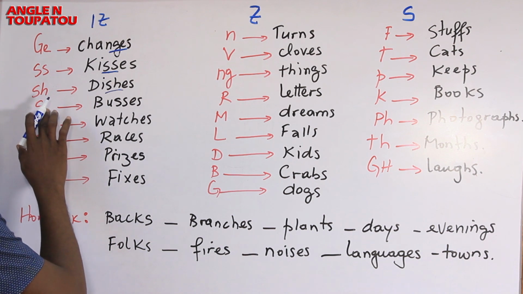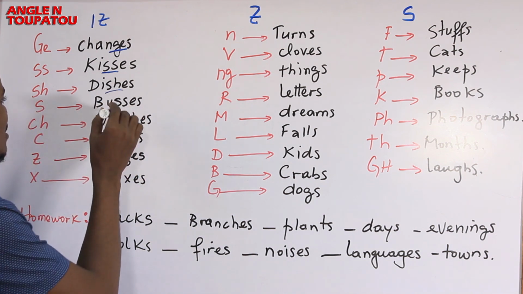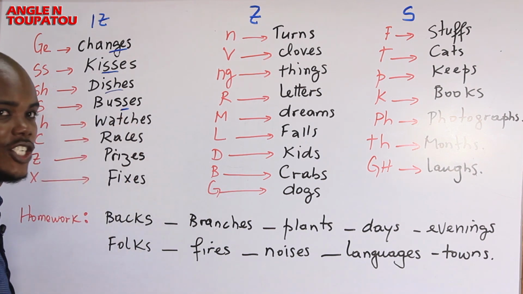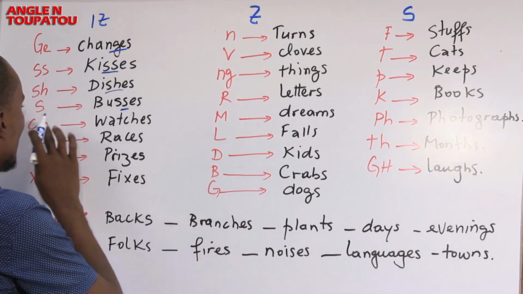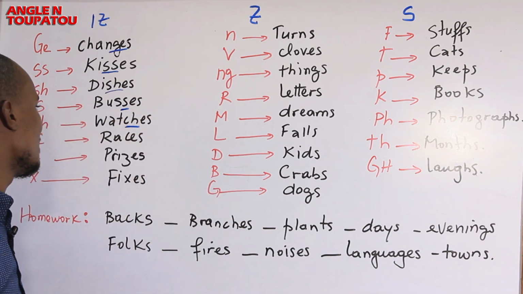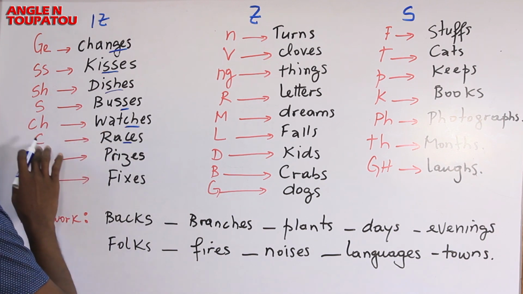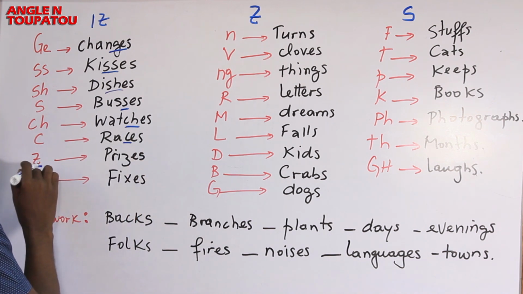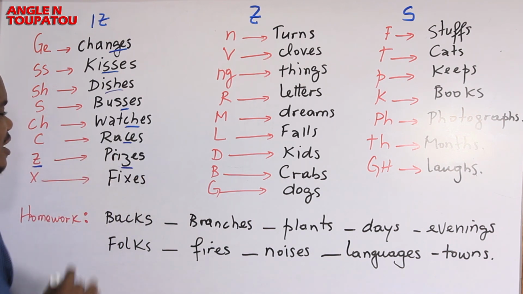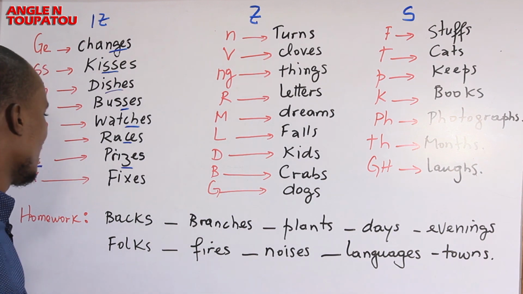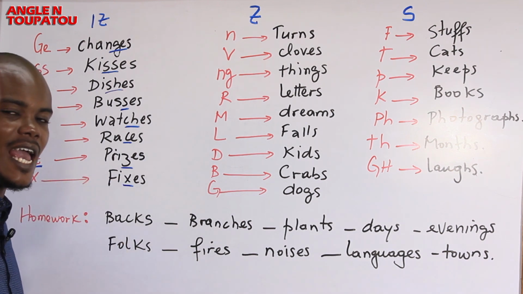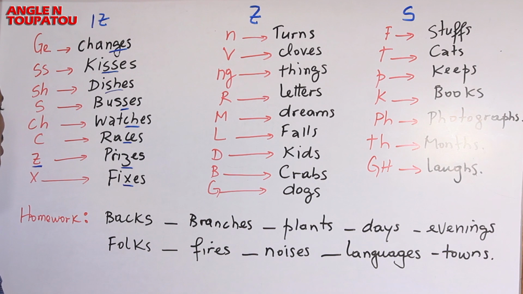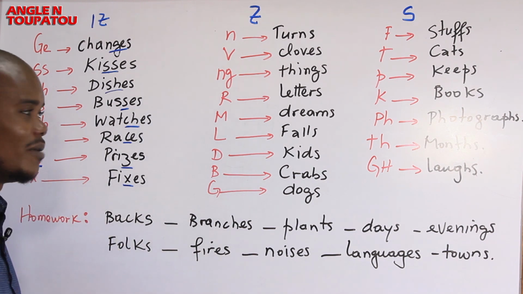What about bus? You say buses. What about CH, as in watch? You say watches. What about C before S? You say races. What about Z before S? You see Z here. You say prizes. Good. And words terminated by X before the letter S, you pronounce this S as is. You say fixes. You understand what I mean?